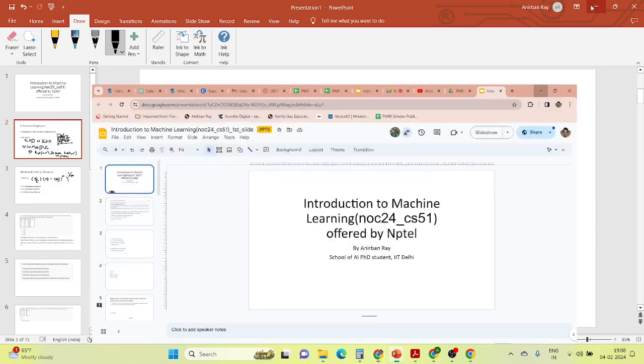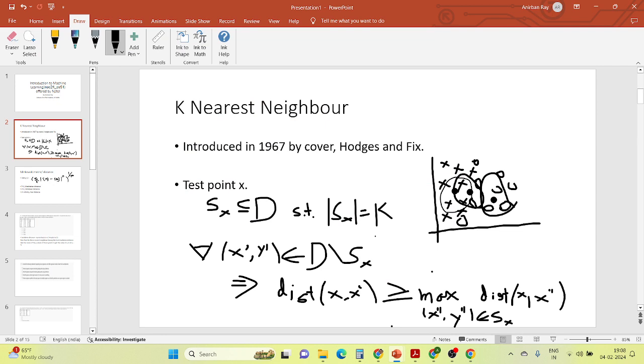Is it clear? What does it mean? If x dash y dash is not the nearest neighbor, then the distance between them should be greater than the distance with the nearest neighbor, the maximum of the nearest neighbor. Okay, so this is the mathematical formulation of k nearest neighbor. Is it clear now?